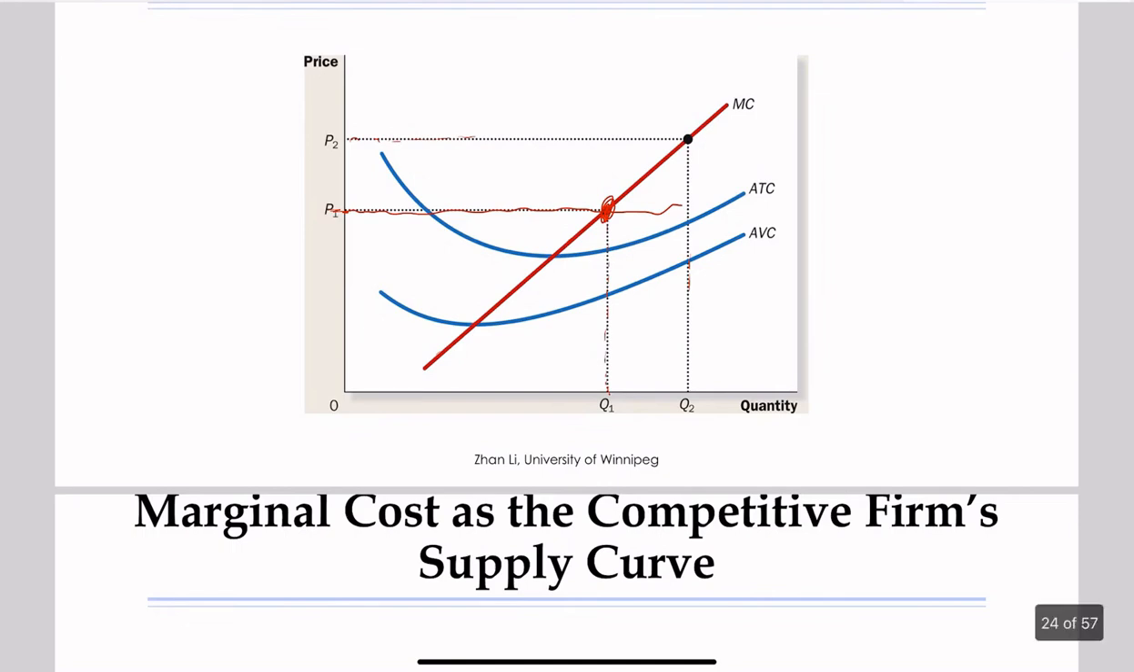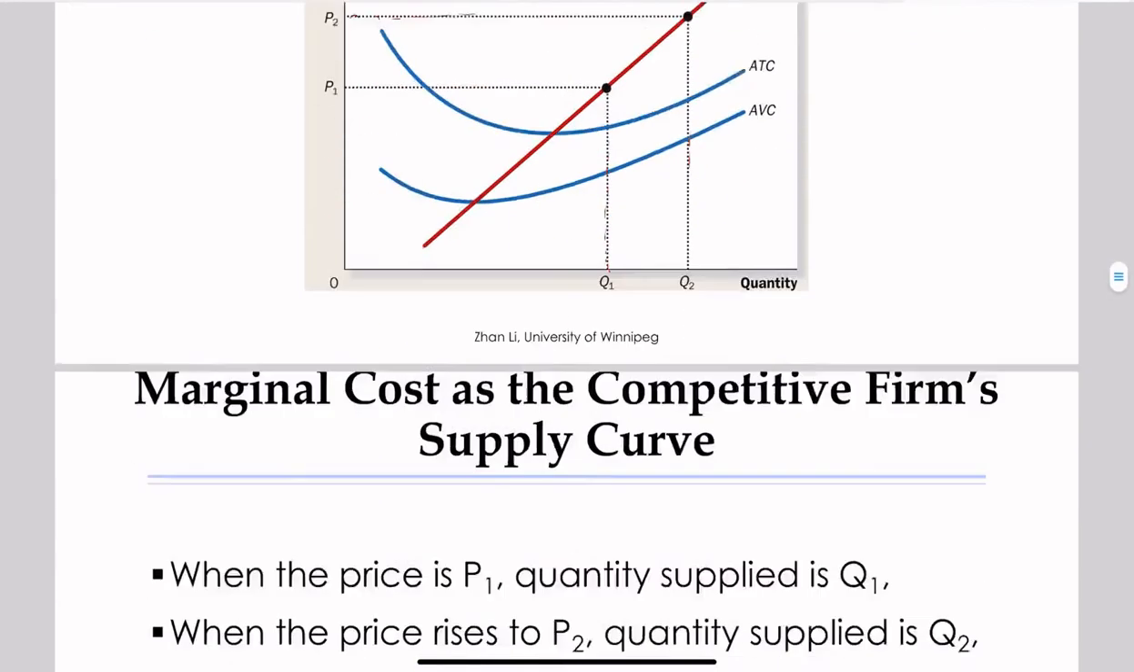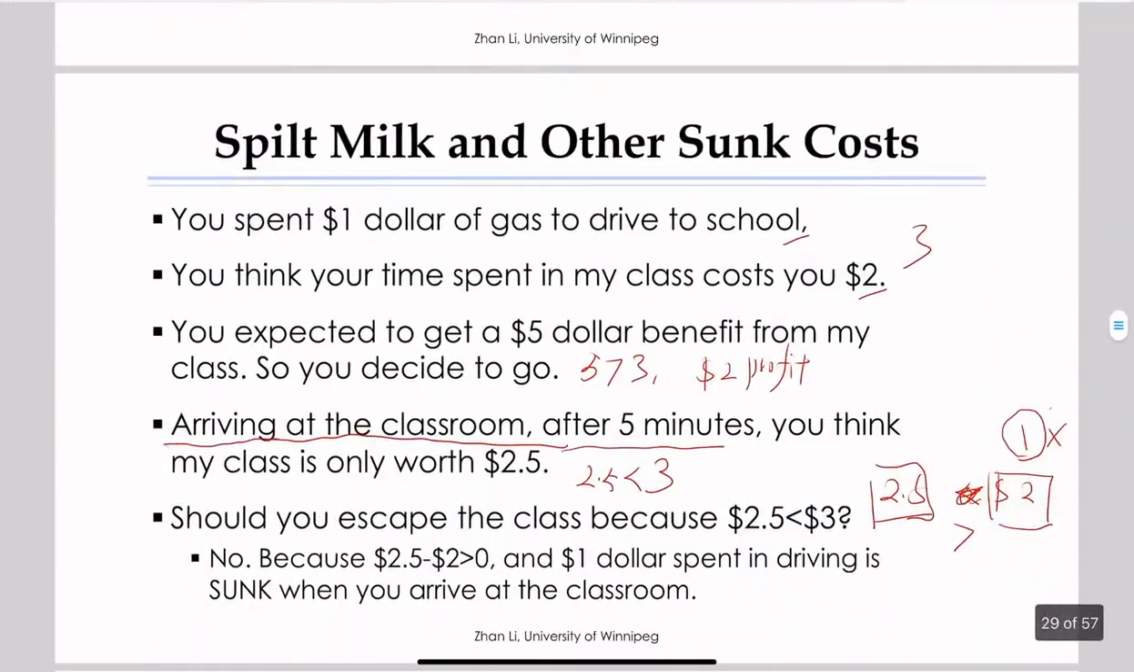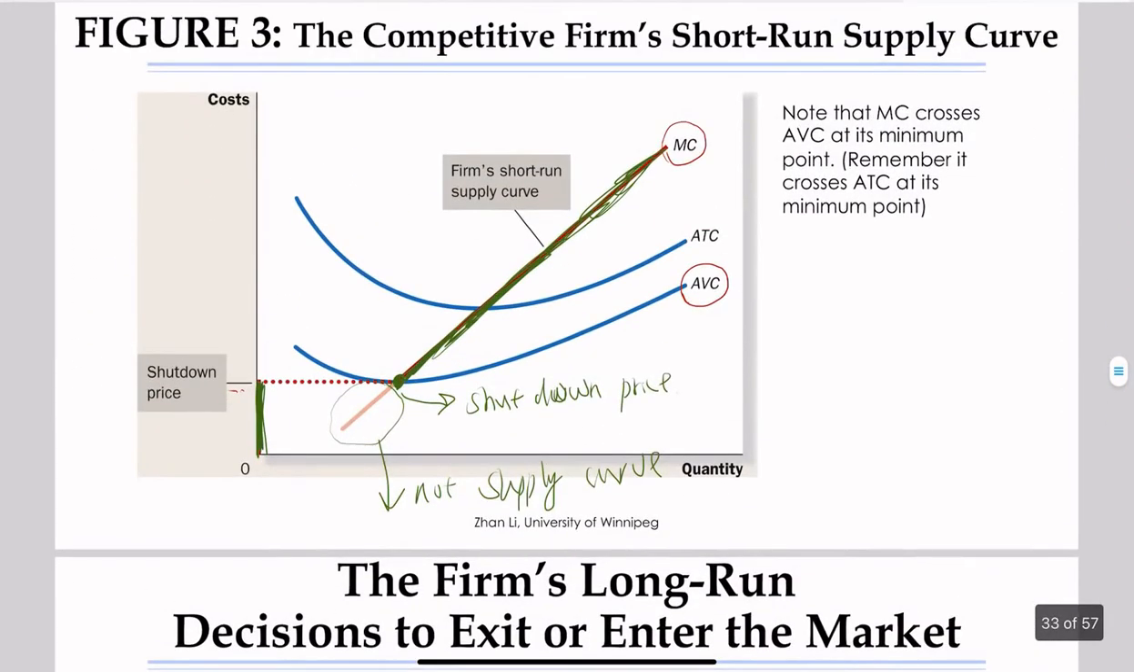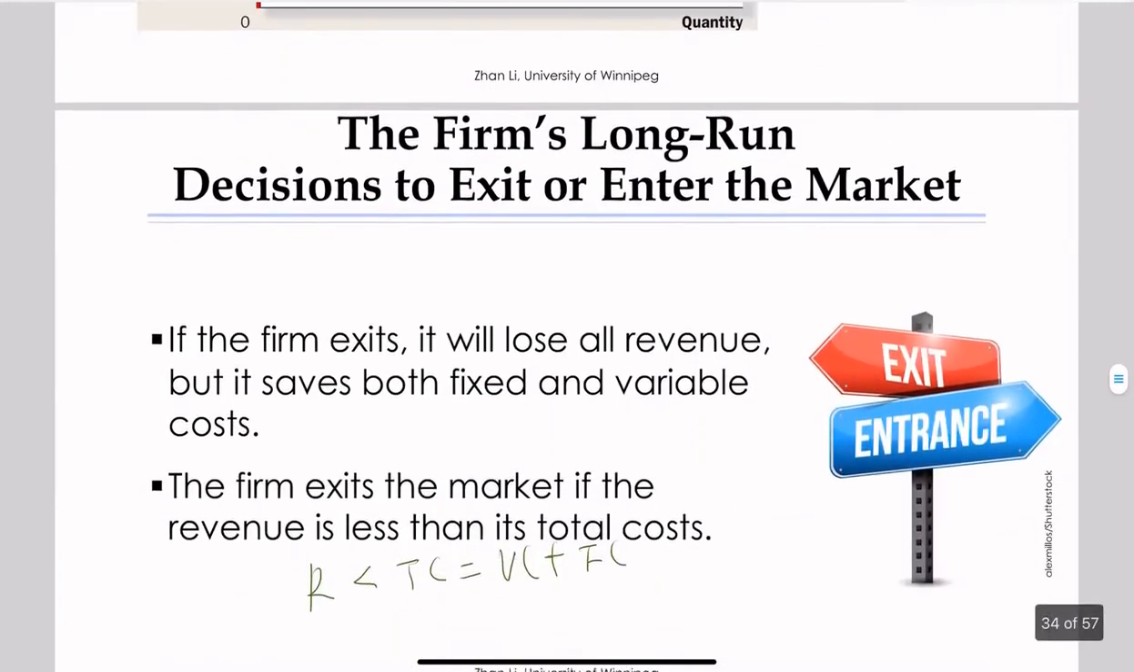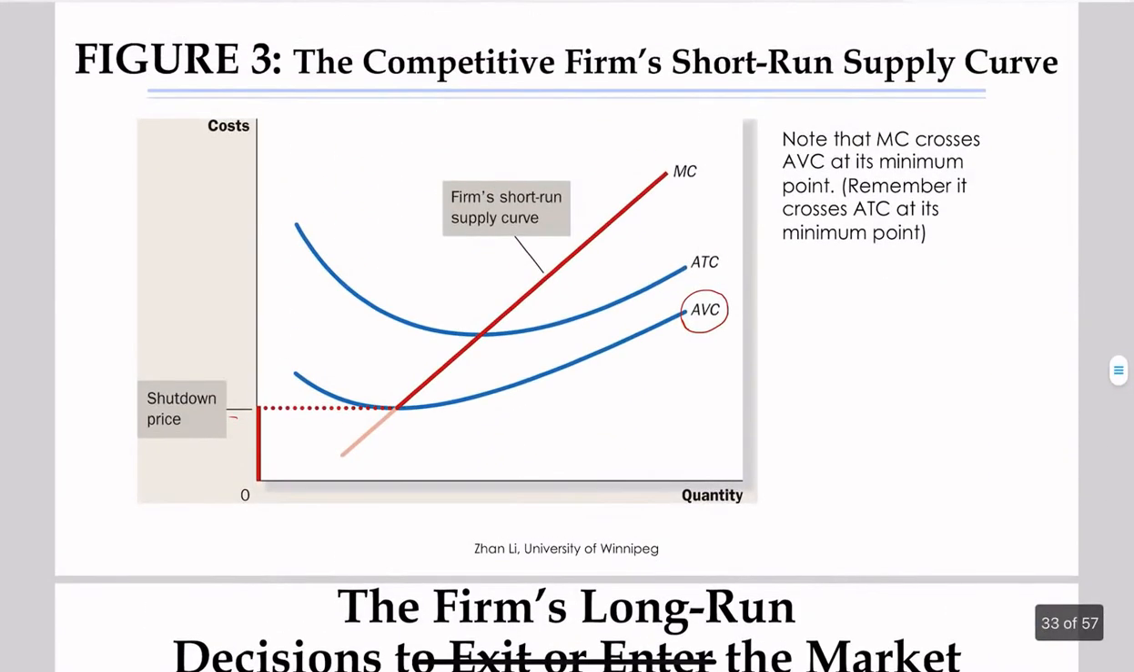And then we discussed what this firm's supply curve is, right? To summarize, in the short run, if the firm does not shut down, then the marginal cost curve is this firm's supply curve. That is, the portion of the marginal cost curve which is above the average variable cost is the supply curve. Right? So this part is the supply curve.